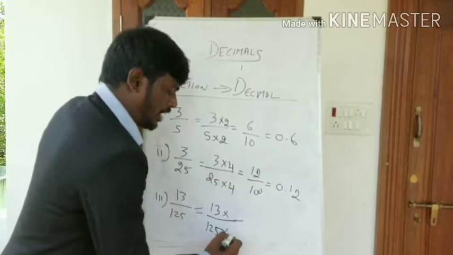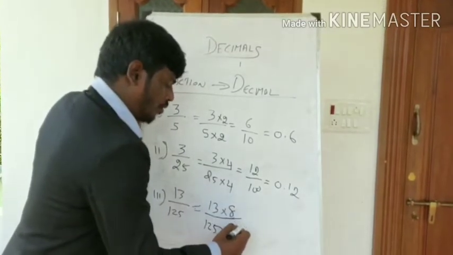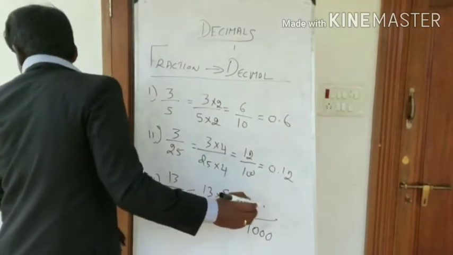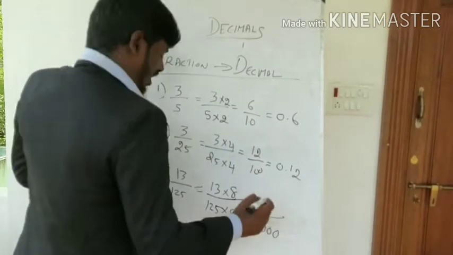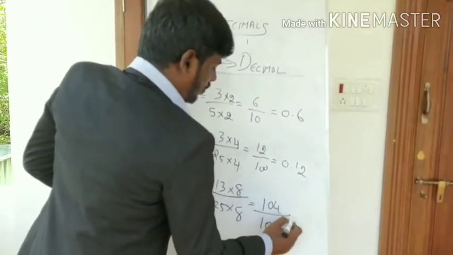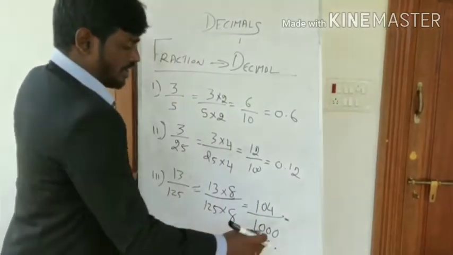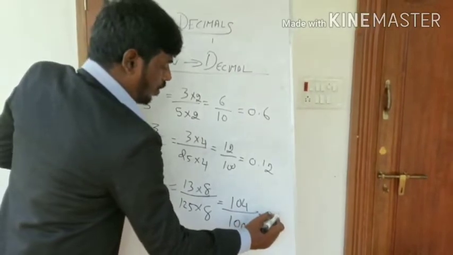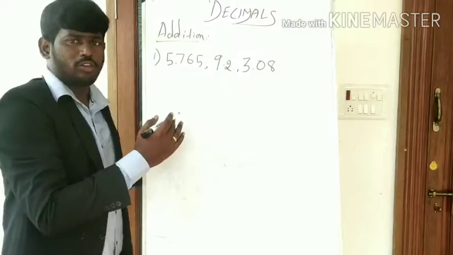Yes, you are correct. You multiply 125 with 8, you will get 1000. And 13 into 8 will get 104. So how can I write it? There are 3 decimal places. So I can write 0.104 as the decimal.